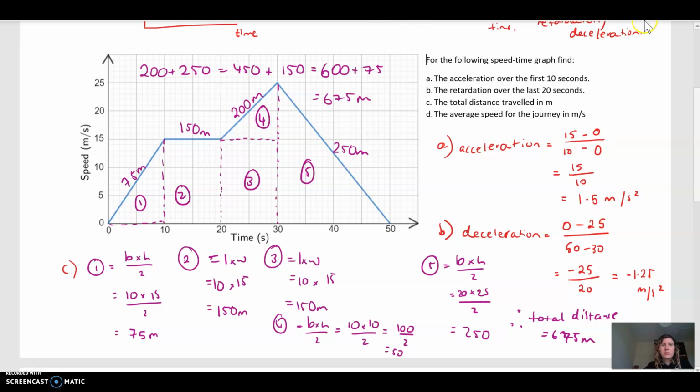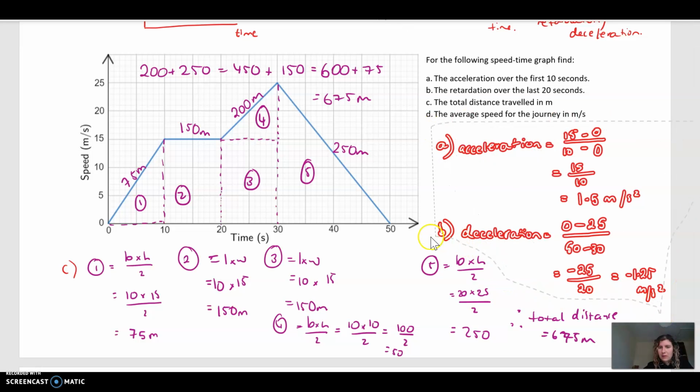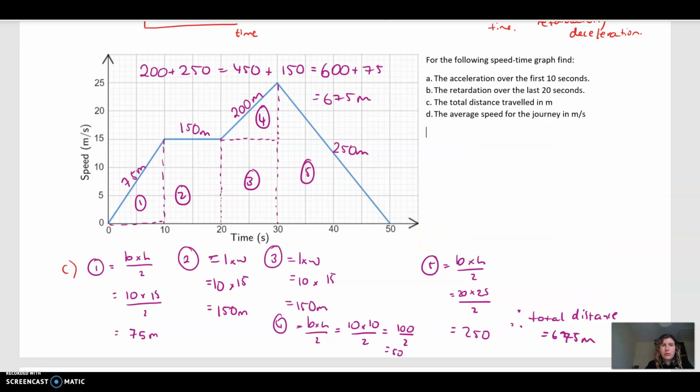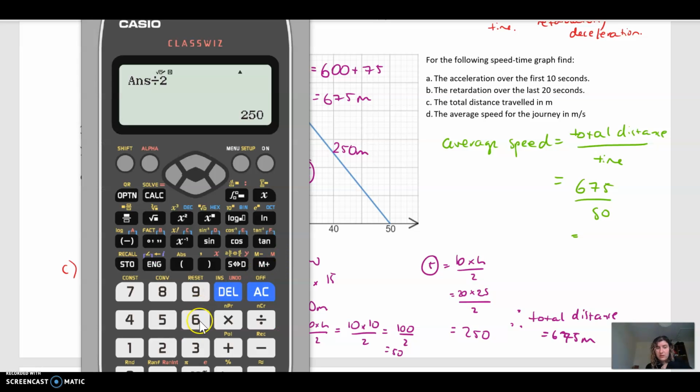So for the average speed, I'm just going to rub some of this bit out here. Okay, so if we want to work out the average speed, we take the total distance that we've traveled. So average speed equals total distance divided by time, which is 675 over 50, because that's my total time, 50 seconds. So I'm then going to work that out.